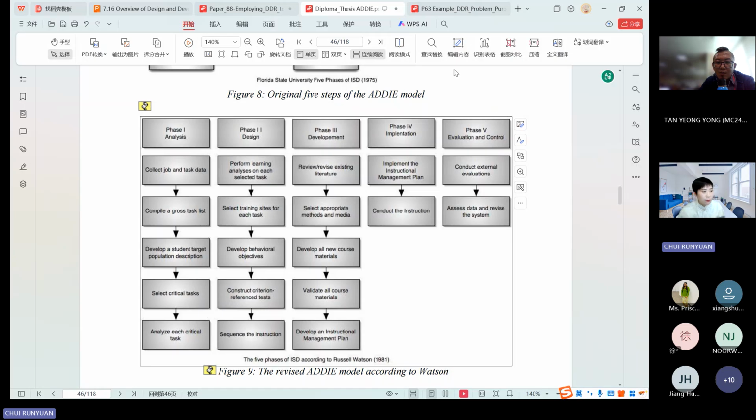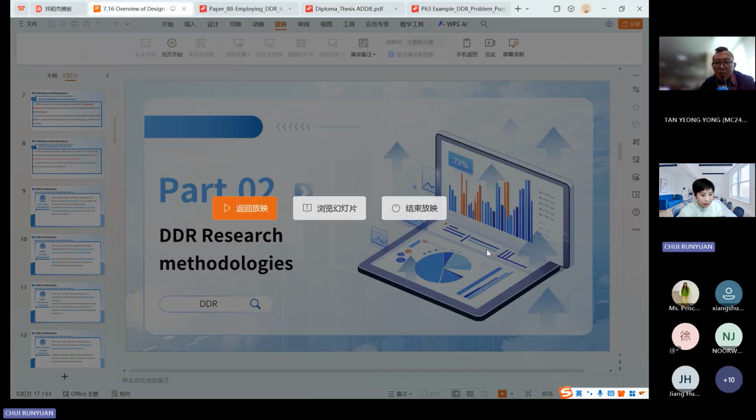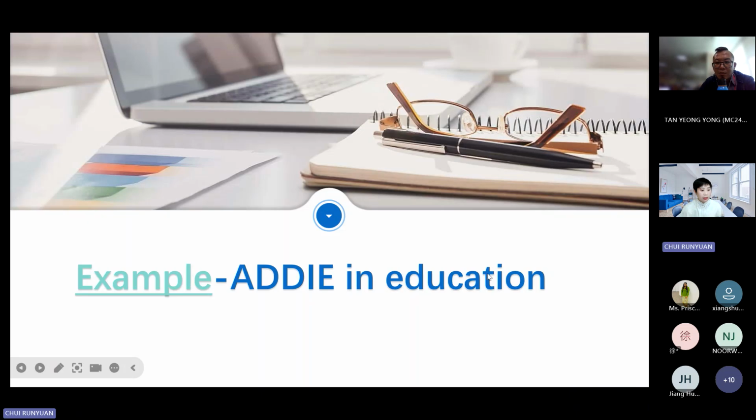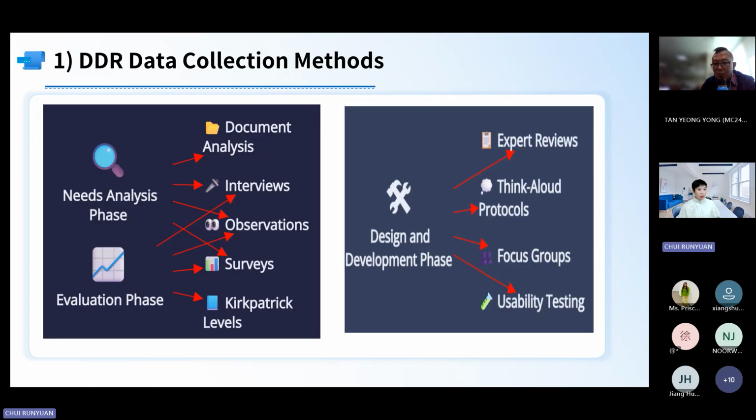And actually, I have already provided you the detailed 21 steps in that book. I think that one is better for your research at the current time. Okay, and that is the example for ADDIE in education and its utilization in second language writing. And here we are going to continue to the next part, DBR data collection. There will be 2 pictures for you to have a check.